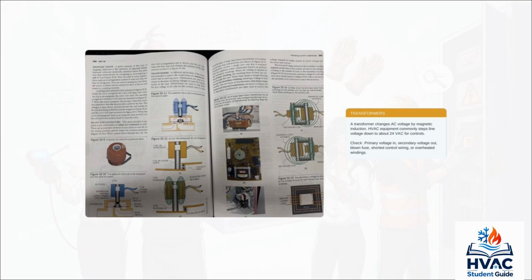And a step-down transformer is the magic little component making that happen. It uses a high-voltage primary winding and a lower-voltage secondary winding. Thanks to magnetic induction, meaning there's no direct electrical connection between the two coils, it safely drops that incoming line voltage down for your controls. So if a thermostat is completely dead, checking for that 24 volts on the secondary side of this transformer is going to be your very first diagnostic step.